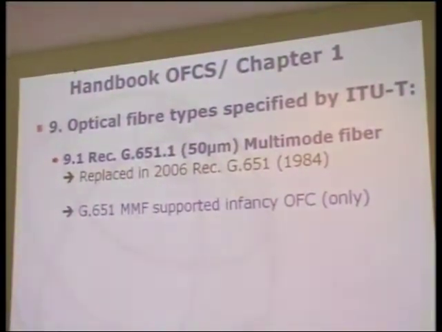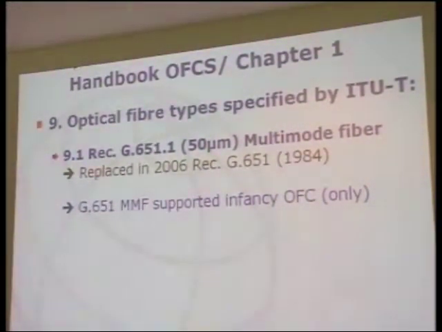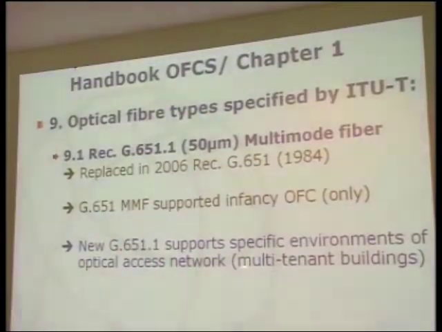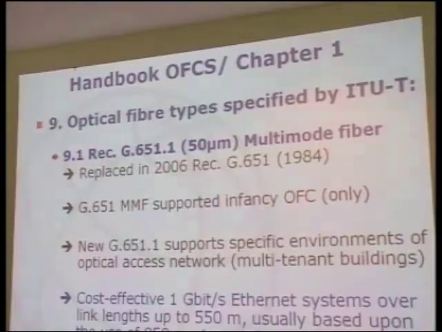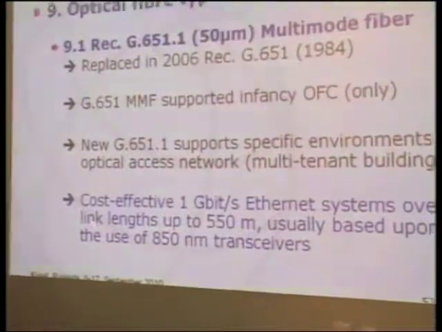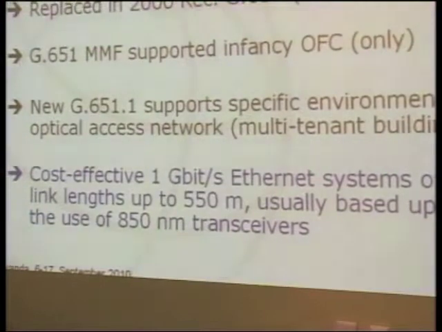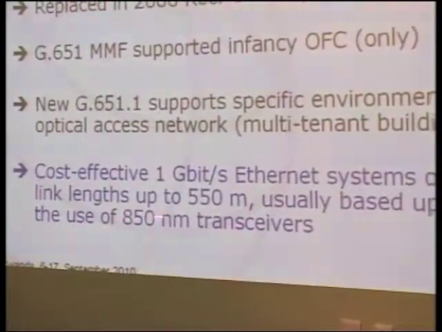G651 multimode fiber is the old one, the first used in optical fiber communications. The new one, the dot one, is more developed for use in internal networks, like in multi-tenant buildings, so really a fiber to the home application. It supports, for instance, 1 gigabit Ethernet systems over a distance up to 550 meters, which is enough for multi-tenant buildings. And it is used for 850 nanometer.